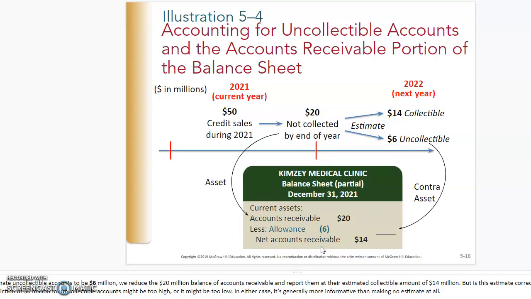Here is the balance sheet. Look at that. We had 50 million in credit sales in 2021. We had 20 million of it not collected at the end of the year. We estimated 6 million will not be collected, or 14 million will be collected. In the balance sheet, then, we have accounts receivable of 20 million, the amount we had at the end of the year, less the allowance, which is a negative number, and then that gives us net accounts receivable.